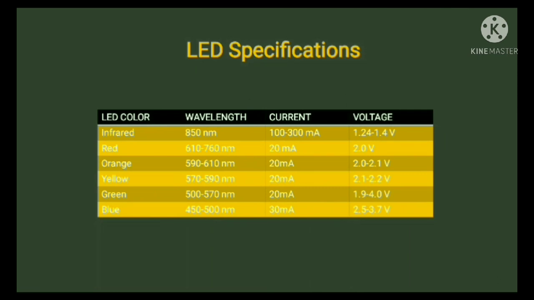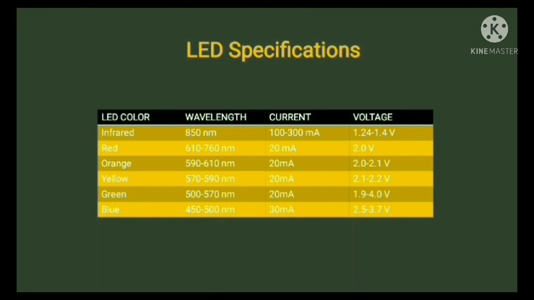In infrared LED, the wavelength is 850 nanometer and forward current is 100 milliampere in normal condition and 300 milliampere at max, and the forward voltage is 1.24 volt to 1.4 volt. Next is red LED. The wavelength of red LED is 610 to 760 nanometer and forward current is 20 milliampere, and the forward voltage of red LED is 2 volt. Next LED is the orange LED. The wavelength of orange LED is 590 to 610 nanometer and the forward current is 20 milliampere, and the forward voltage of orange LED is 2 volt to 2.1 volt.